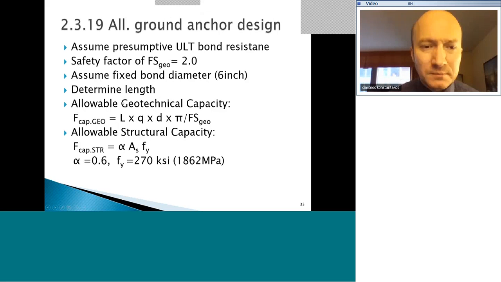and the allowable tieback capacity is then calculated as our length times our bond resistance times the diameter times pi, divided by the safety factor of 2, or whatever else you want to use. On the structural capacity with high strength steel, traditionally for temporary excavations it has been 0.6 times your area of steel times your Fy, where Fy is 270 ksi or 1862 megapascal, at least for strand anchors.